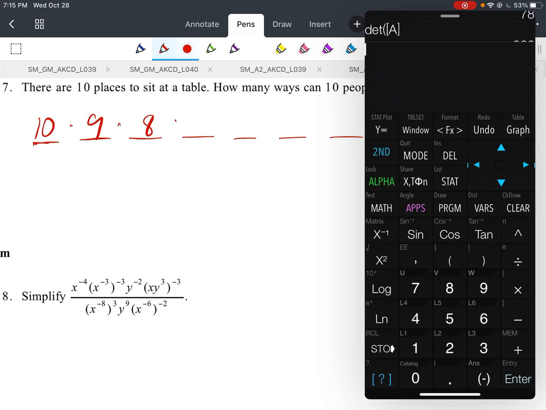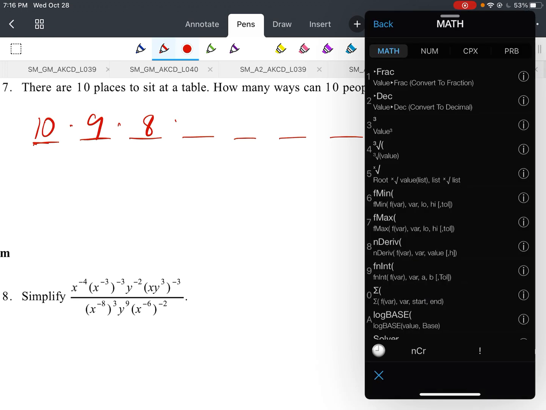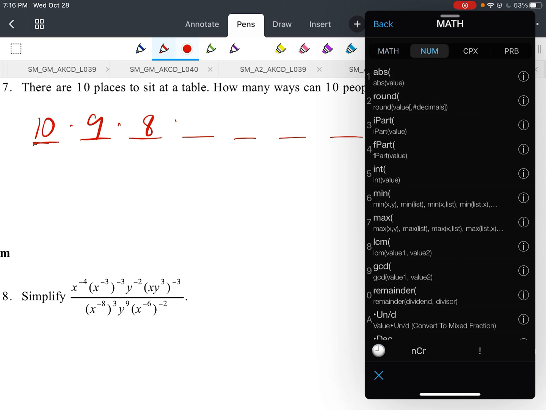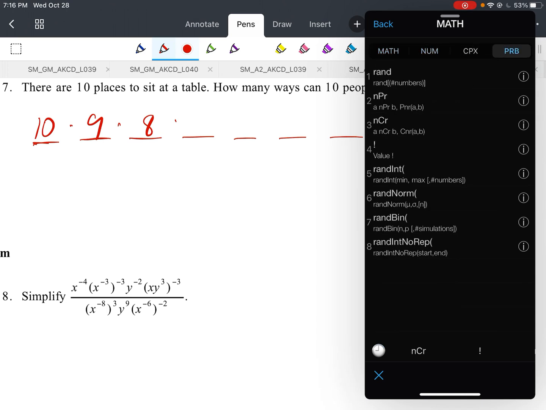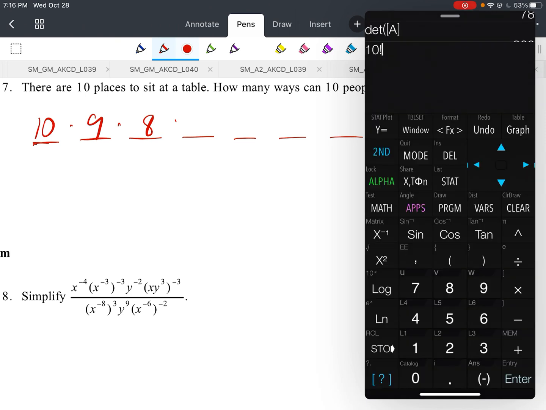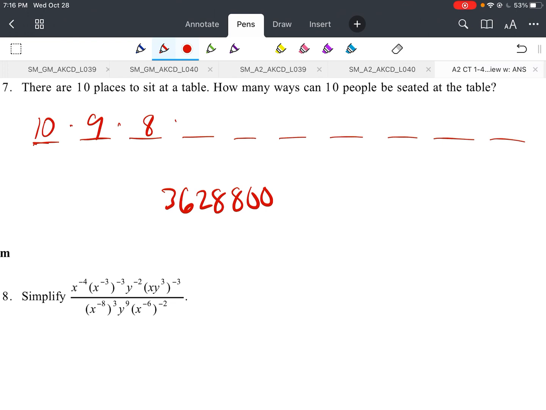And a little shortcut on the calculator is you can put 10 and then under math, I believe it is. Math, is it probability? Yes, there it is. Math over to probability, hit 4, and you get 10 with that exclamation point. And there's the magic number, 3628800. So a lot of ways you can arrange that one.